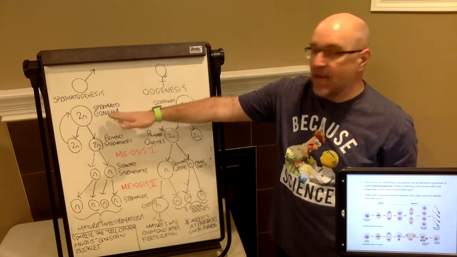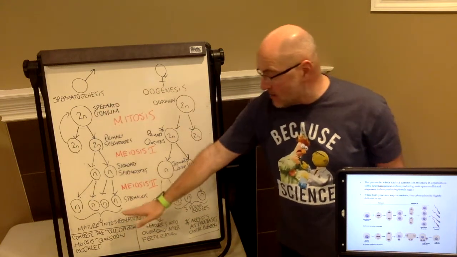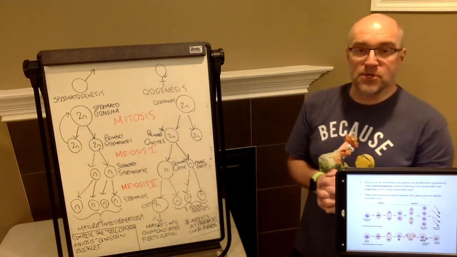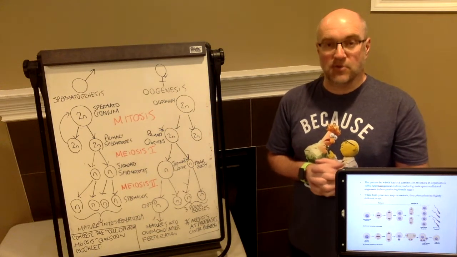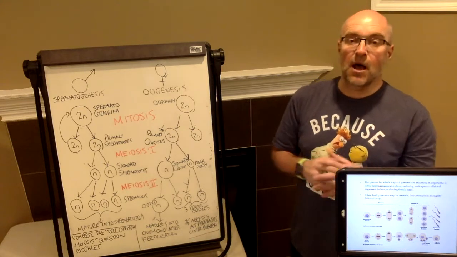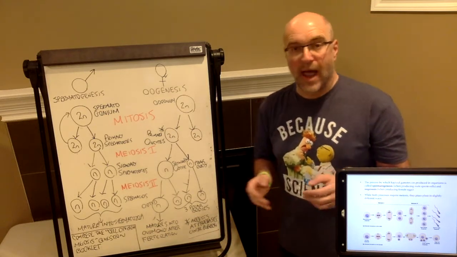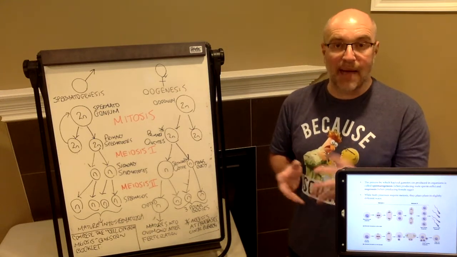Basically, that 2N germ cell is going to give rise eventually to 4 mature sperm cells. So this is a standard meiotic process, which we talk about. One diploid cell is going to give rise to 4 haploid, in this case, gametes.